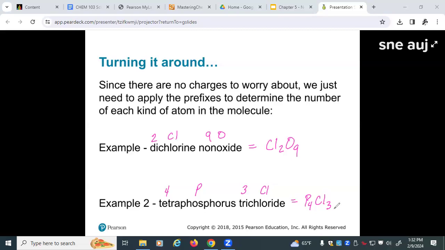And so this is what I was talking about when I said molecular nomenclature is a lot simpler. So I don't have to worry about charges. I don't have to worry about charge balancing. I don't need to worry about polyatomic ions. I don't have to worry about any of that. The name gives me the formula. The formula gives me the name. I just have to remember what those prefixes are. That's really the only complicated thing in this, is remembering what those prefixes are.